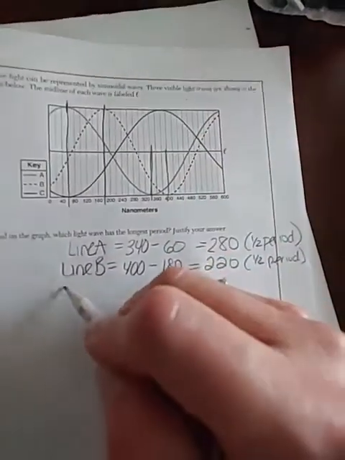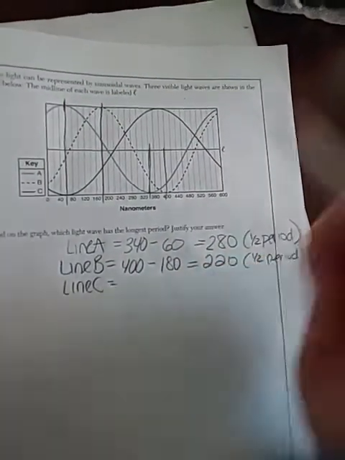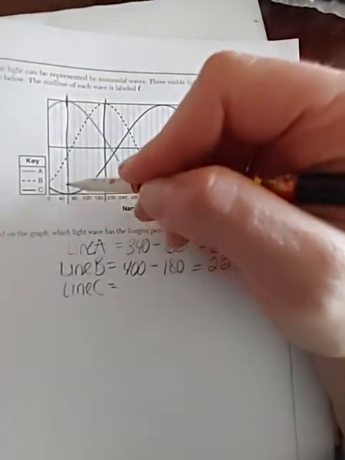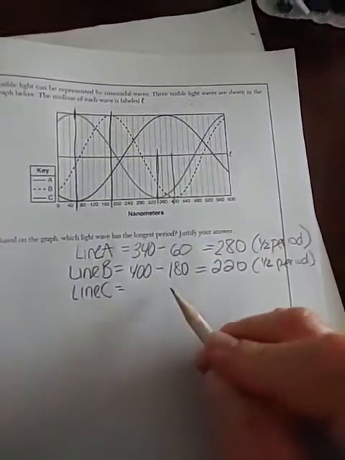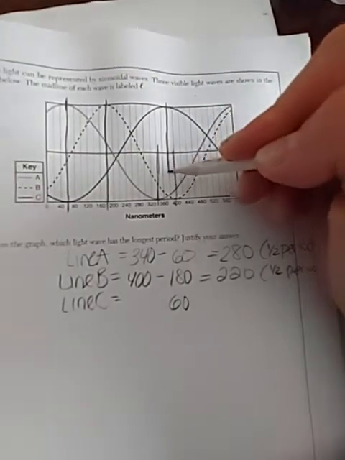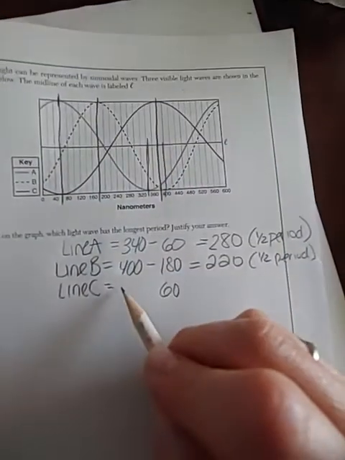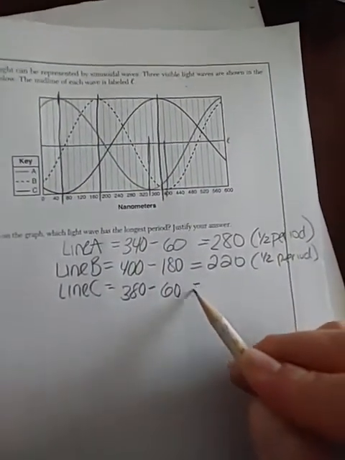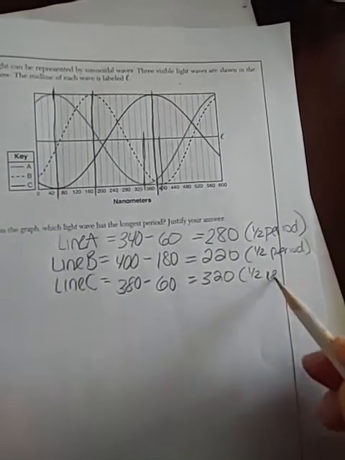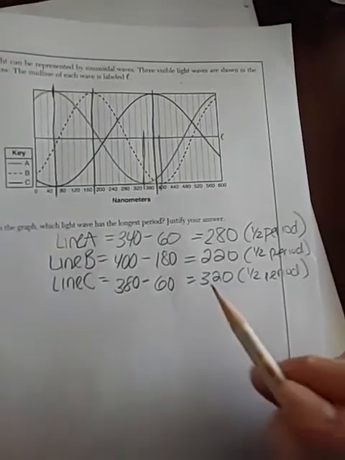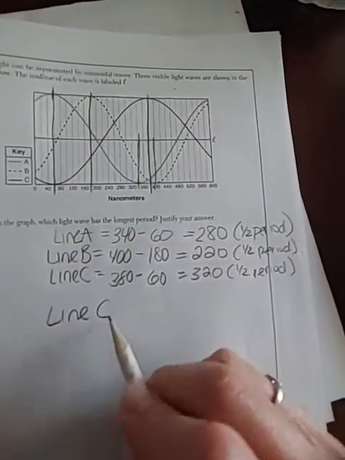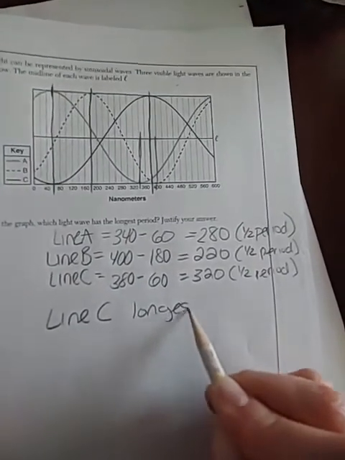All right, and my last one is line C. Line C is the solid black. All right, so the solid black, its minimum hits at 60, and its maximum hits at 380, meaning half of the period is 320. So the whole period is 640, making line C the one with the longest period.